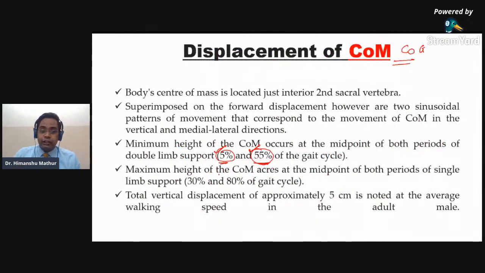So the maximum height of the COM is at the midpoint of both periods of the single limb support, that is 30% and 80%. Okay, now the vertical displacement of the COM is approximately 5 centimeters and the medial lateral displacement is almost 2 centimeters, right? So if my COM is rising up, it would rise till 5 centimeters. If this is the baseline, my COM will rise till 5 centimeters only. And if this is the baseline, my COM would go laterally to 2 centimeters, and medially this side also. Both sides they'll go to 2 centimeters only.